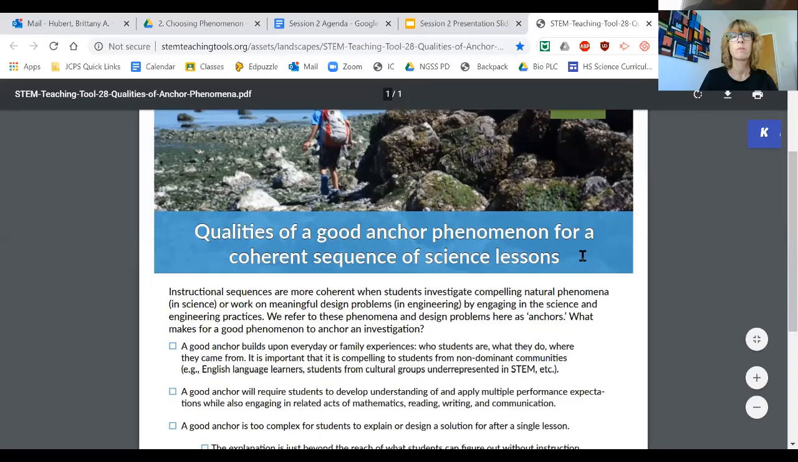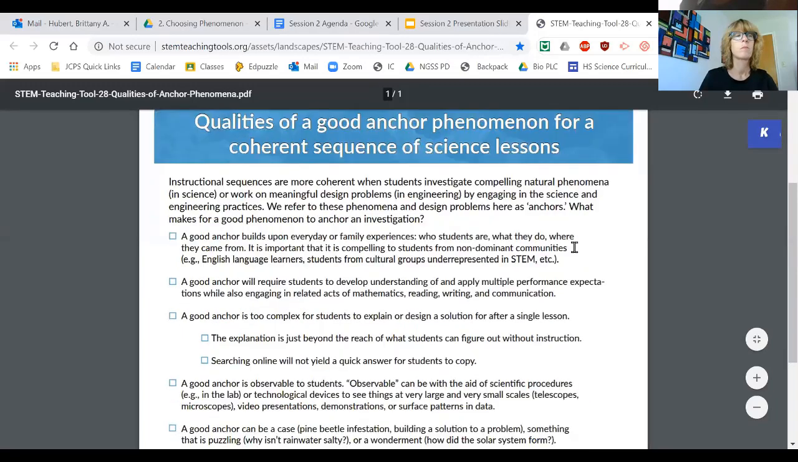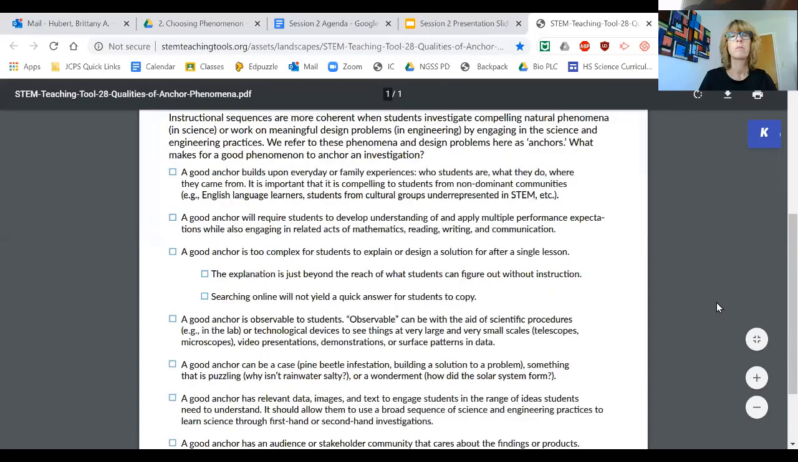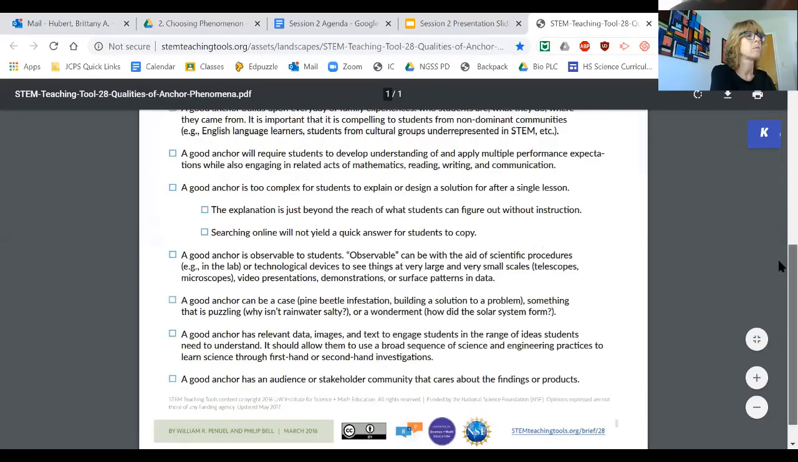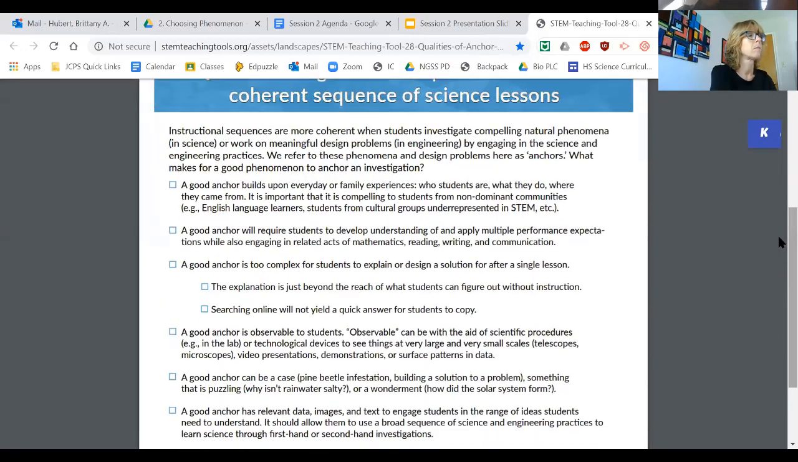Okay. So instructional sequences are more coherent when students investigate compelling natural phenomena in science or work on meaningful design problems in engineering by engaging in the science and engineering practices. We refer to these phenomena and design problems here as anchors. What makes for a good phenomenon to anchor an investigation? I'm going to put this on my screen and let you read through it.